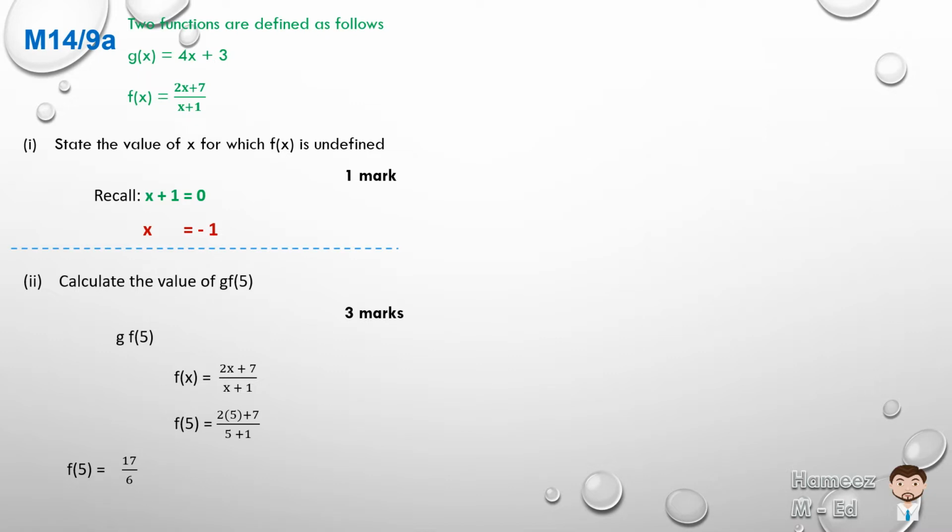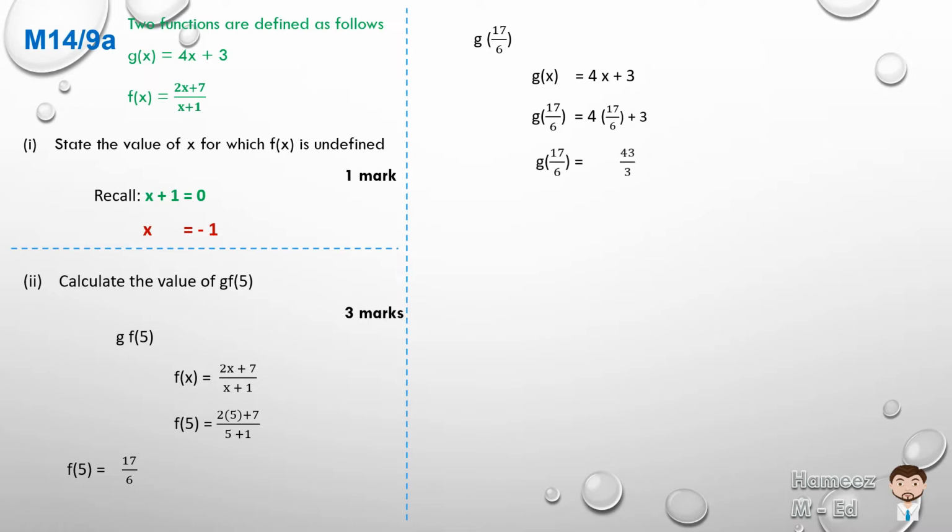Since f of 5 is equal to 17 over 6, we can now replace the composite function by g of 17 over 6. Because 17 over 6 is f of 5. So let's write the function g of x equals 4x plus 3. So g of 17 over 6 is equal to 4 by 17 over 6 plus 3. And 4 by 17 is 68. 68 over 6, if we divide by 2, is 34 over 3 plus 3. That's 34 plus 9, 43 over 3. As such, g f of 5, the composite function, is equal to 43 over 3.